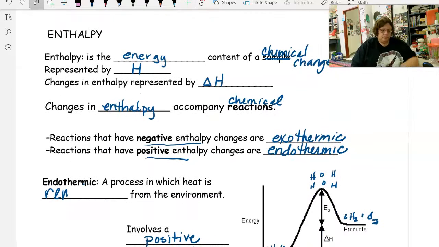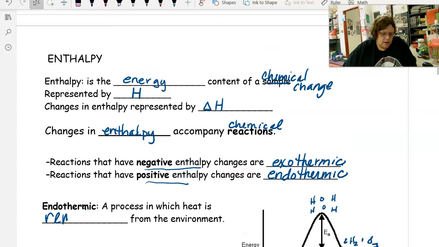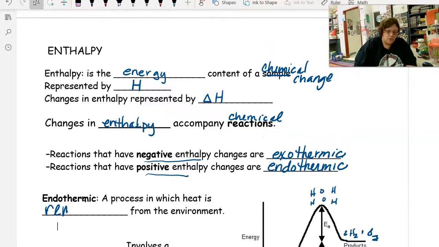All right. So when we talk about reactions that have a negative enthalpy, we're talking about exothermic reactions. Those are reactions where we are releasing energy into the environment. Reactions with a positive enthalpy are endothermic. They are absorbing energy from the environment. So it's going from the environment into the system.